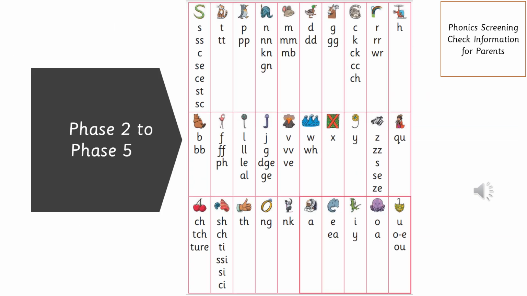As children enter Year 1, we start to expand on the graphemes taught, including alternative ways to write a phoneme and alternative phonemes for graphemes. For example, OW has two sounds, OW as in owl and O as in snow.